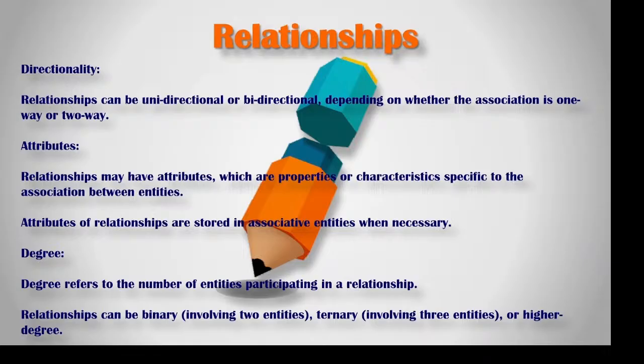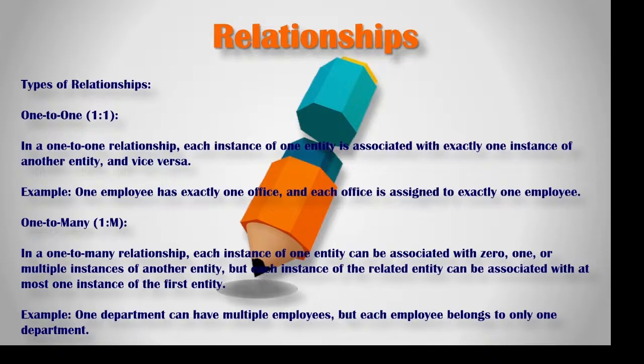Types of relationships. One-to-one. In a one-to-one relationship, each instance of one entity is associated with exactly one instance of another entity, and vice versa. Example: one employee has exactly one office, and each office is assigned to one employee.